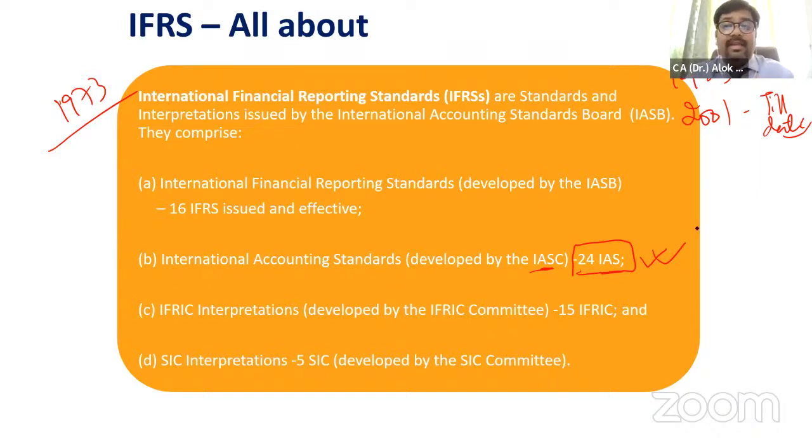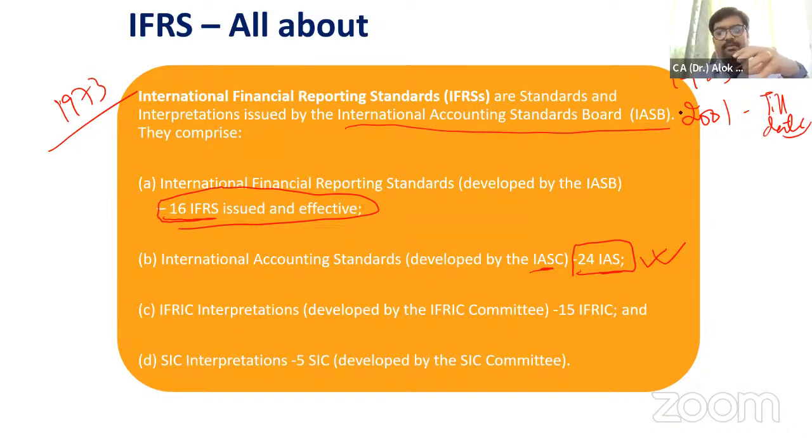Where have these 17 IAS gone? These 17 IAS have been replaced with 16 IFRS. So let me tell you, from 1973 to 2001, International Accounting Standard Committee has issued 41 international accounting standards. In 2001, this committee was replaced with International Accounting Standard Board, IASB. In 2001, IASB comes into picture and it has replaced IASC.